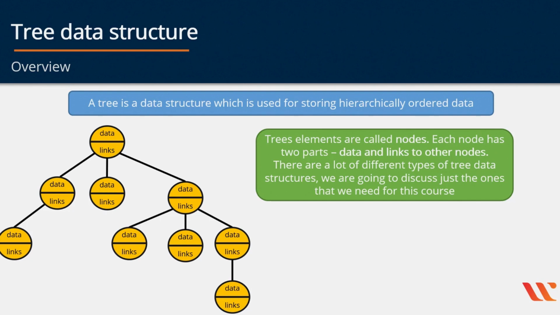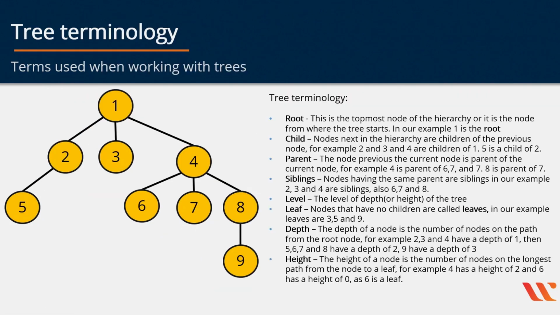The tree is an abstract data structure. We need more concrete implementations with some restrictions to be able to create well-performing collections. But before we go to that, let's see some of the tree terminology. Root is the topmost node of the hierarchy, or the node from where the tree starts. In our example, 1 is the root, because as you see, everything starts from it.